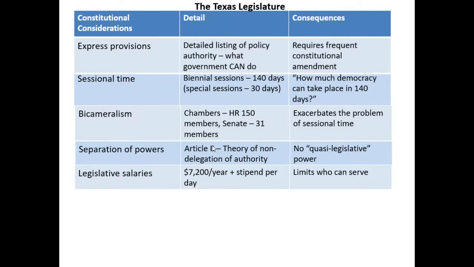But at least up until this point, there have been very few restrictions. The salary aside, there have been very few restrictions on payments that legislators can take from other sources. Wow.